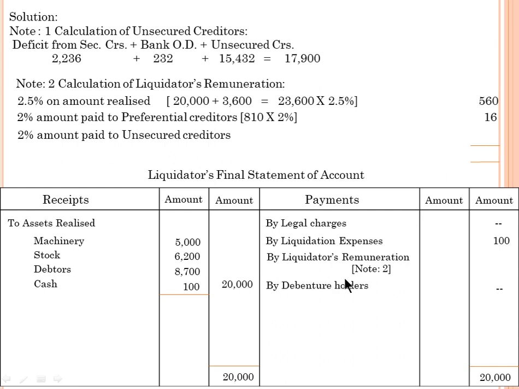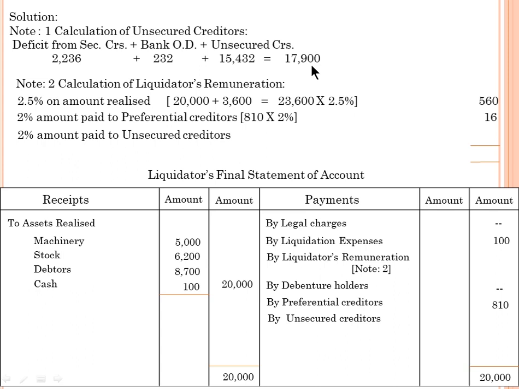Now we move on to the debenture holders. We don't have any debenture holders. And preferential creditors, given liability 810. So here for unsecured creditors, how much do we have in receipts? 20,000. Out of 20,000, you deduct what we have paid so far, one by one. 100 rupees for liquidation expenses, and as of now 560 and 16 you deduct, and preferential creditors 810 rupees you deduct. Here how much do we have? 18,514.